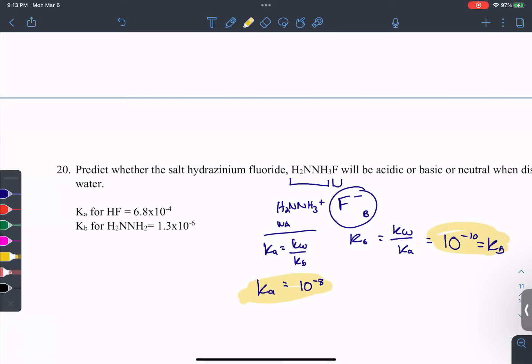What is stronger, the acid or the base? The acid. So which one wins? The acid wins. So this solution is going to be what? Acidic, yes. So in this example, both the cation and the anion contributed to the pH. So we have to actually look up the Ka and Kb values, making sure we're inspecting the correct one.